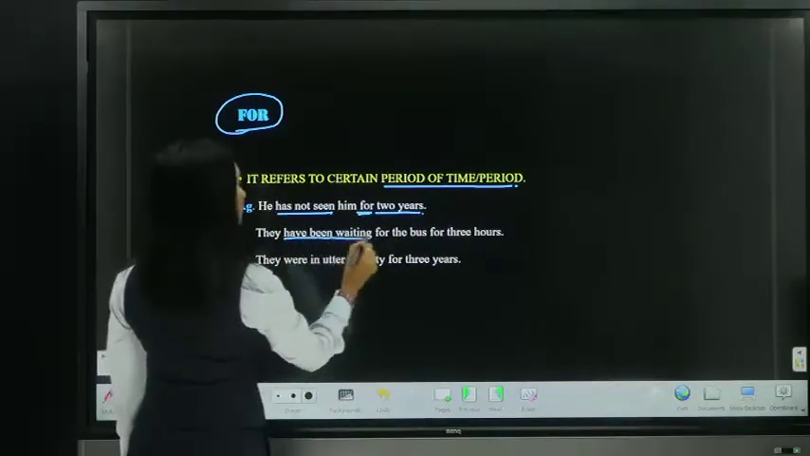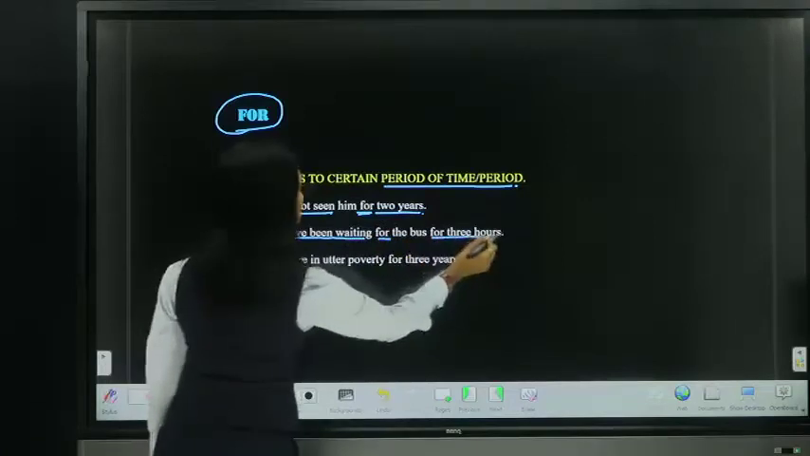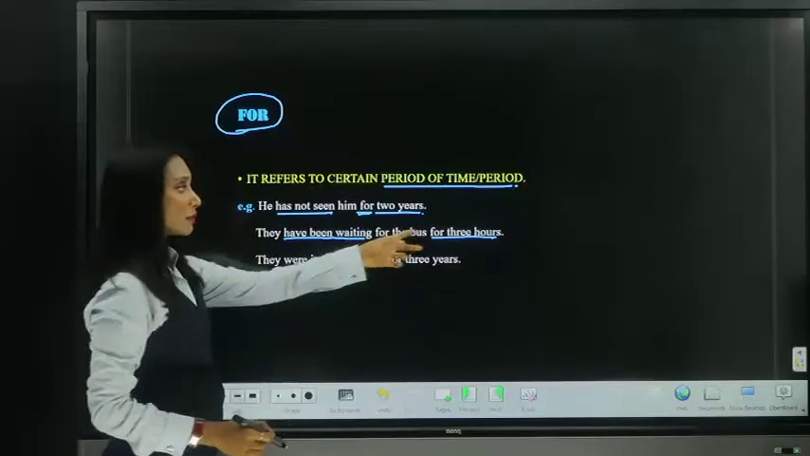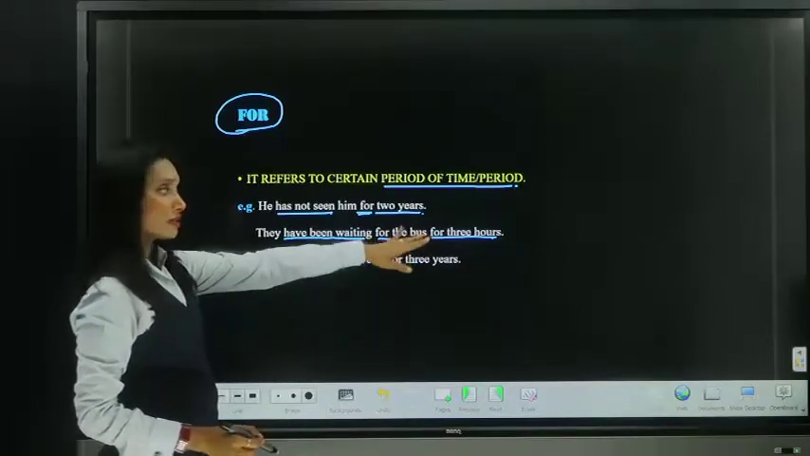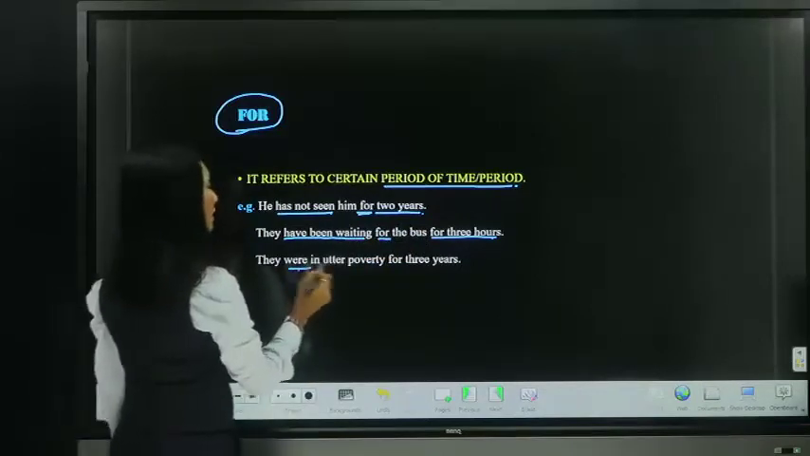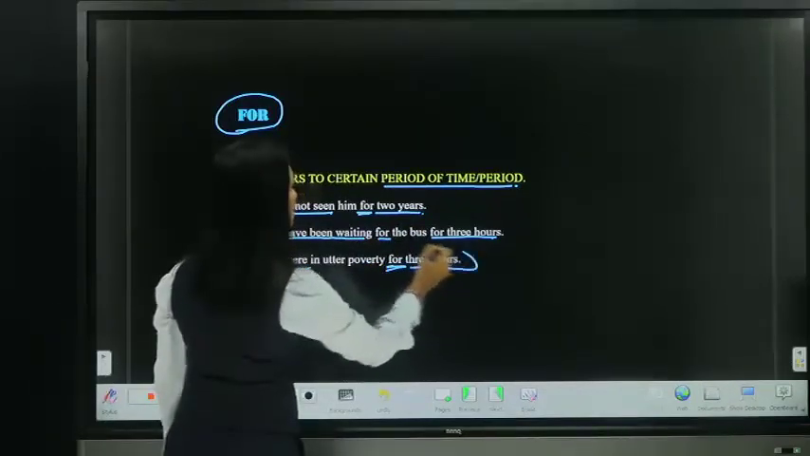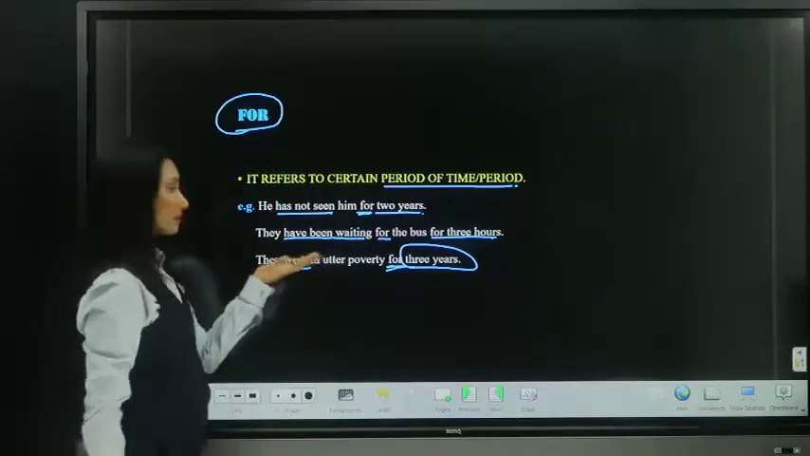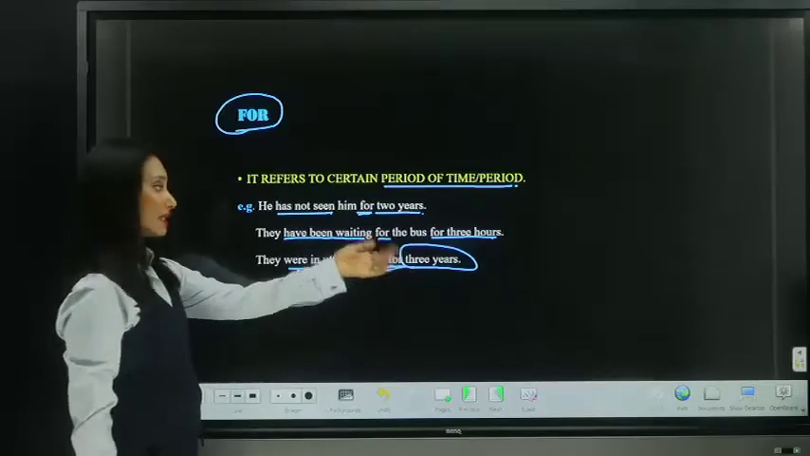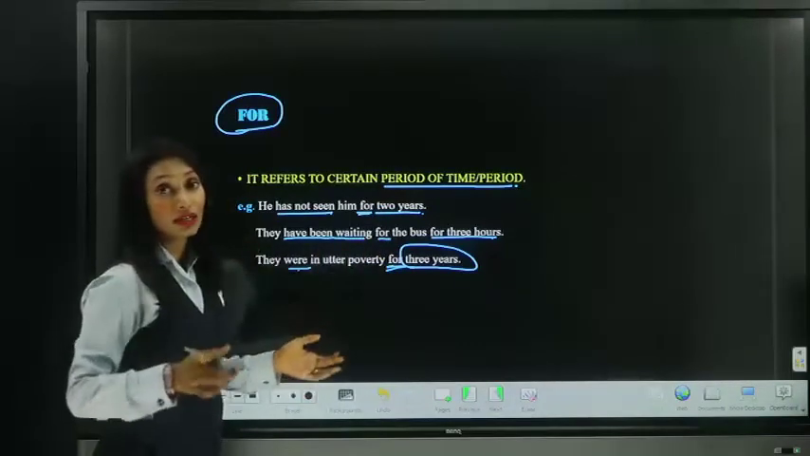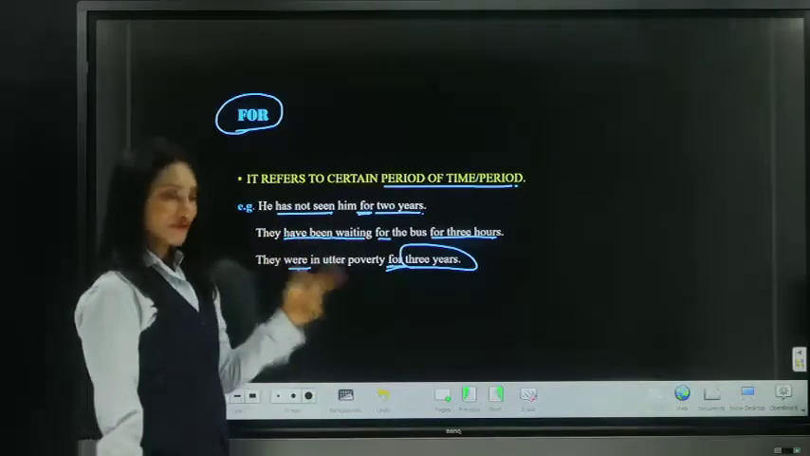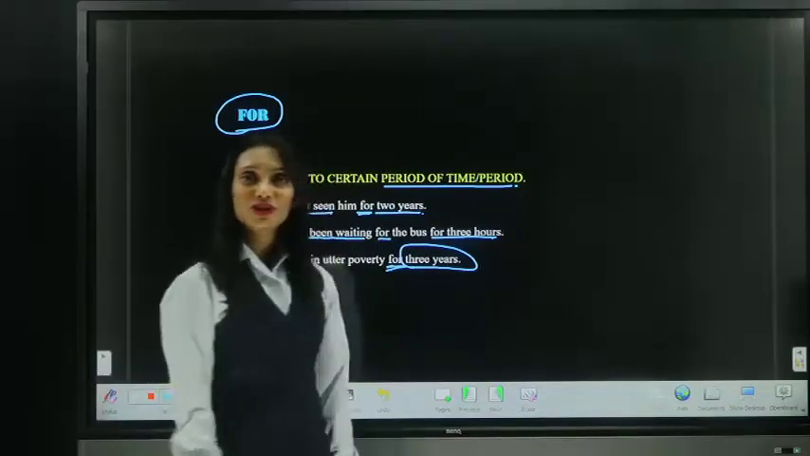They have been waiting for the bus for 3 hours. Have been waiting, perfect continuous. For 3 hours is a period of time. They were in utter poverty for 3 years. So were indicates indefinite tense, non-perfect. 3 years, a period of time. Which 3 years? We are not sure. So that's about since, from, for. These are prepositions of time.